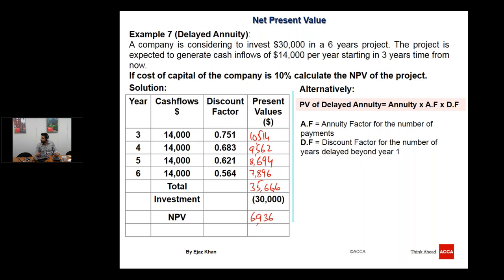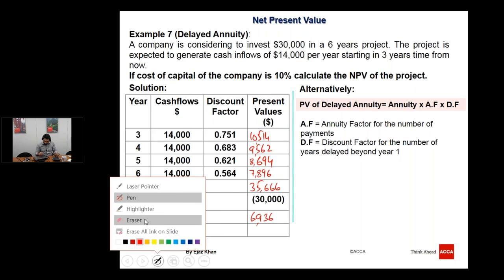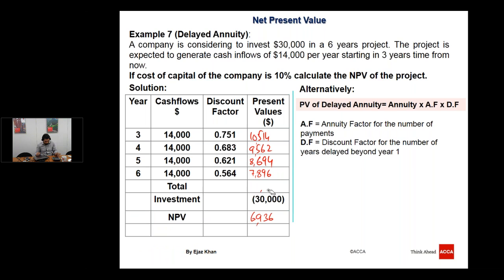What's the total of present value of cash inflows? May I know the total of present value of cash inflows? Okay, it's 3.